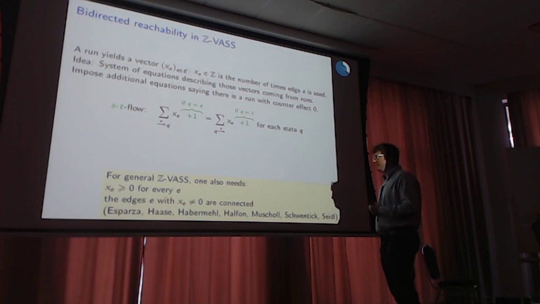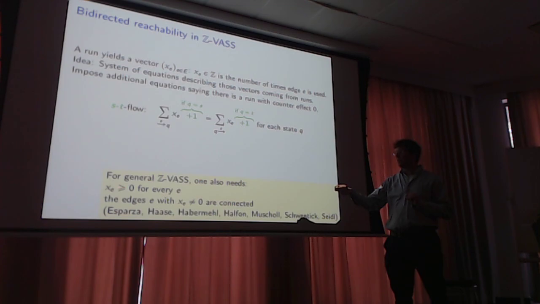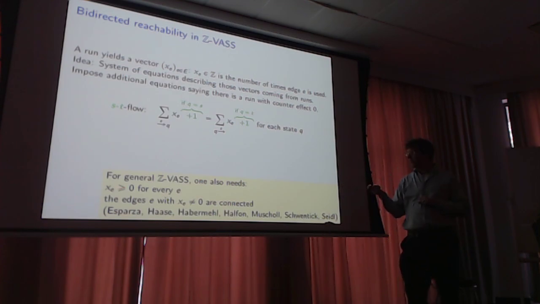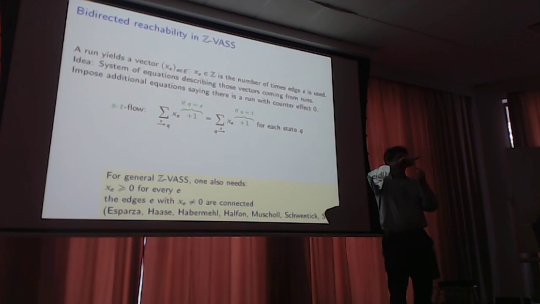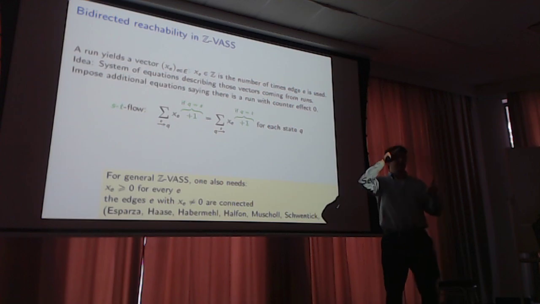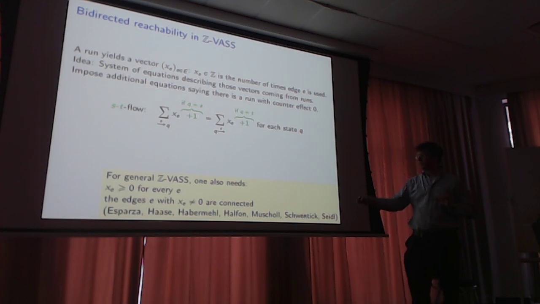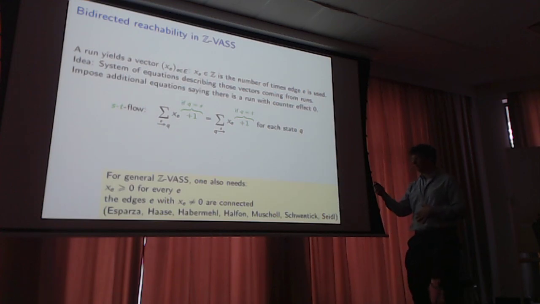Now for general Z-VAS, you would have to add some more conditions. You would have to say every edge is used a non-negative number of times. And the other thing you have to impose is that all the edges you use are a connected set of edges. Otherwise you have a problem: every cycle is a flow. So if you were to just write this, you could have two completely disconnected cycles, and this would of course not be right. So usually if you want to do Z-VAS, you have to have this connectedness condition. And there are nice ways of expressing this. These are all ideas by these people. But here we can do without this.